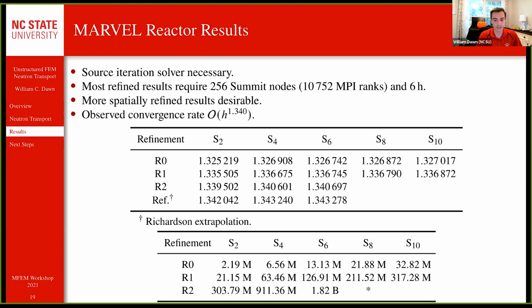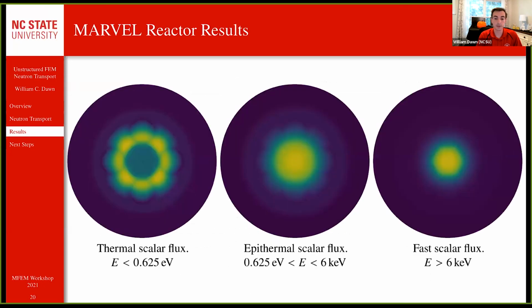And I have an asterisk here. We've got some preliminary results for this refinement. And if we get that to run and get those results finalized, those will be the biggest SAAF results ever run. This is what the neutron distribution looks like.